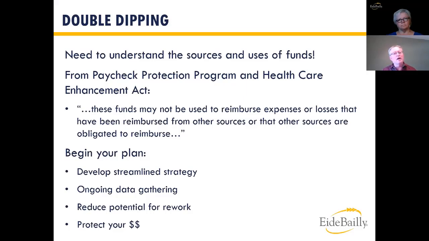It's great that we're getting a lot of cash coming through these doors right now, but we really need to make sure that we don't have it taken away from us on the back end through some of the audits that they talk about. From the bill that was passed last week, the Paycheck Protection Program and the Healthcare Enhancement Act, this is straight out of it: These funds may not be used to reimburse expenses or losses that have been reimbursed from other sources or that other sources are obligated to reimburse. So we've got to make sure we're not double dipping, counting something twice, because I think the audits could get pretty ugly.